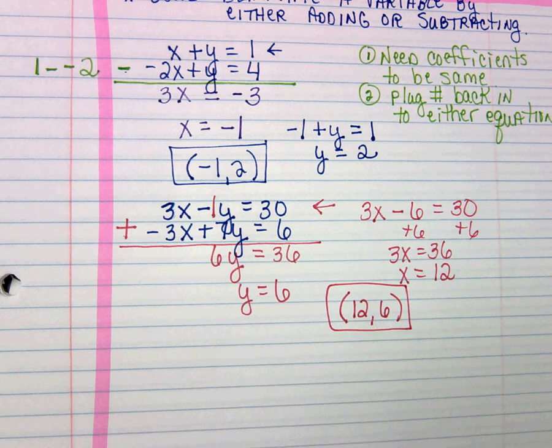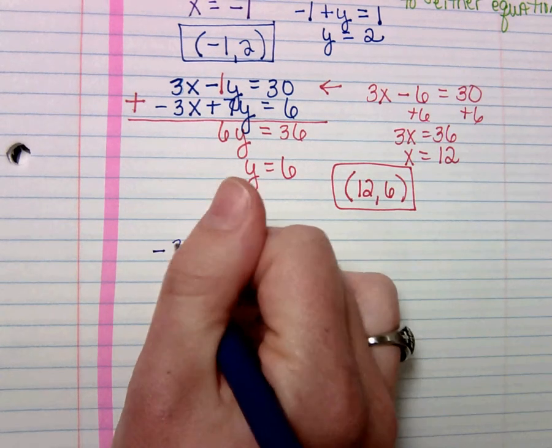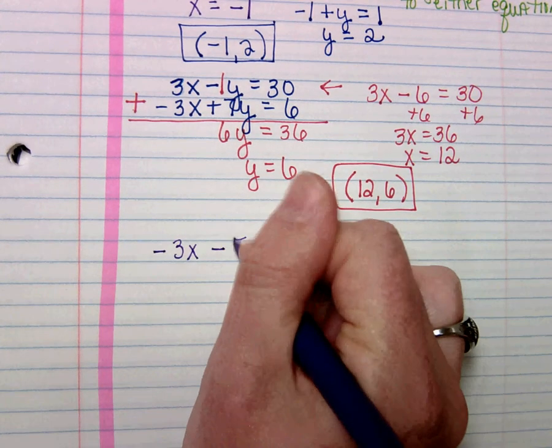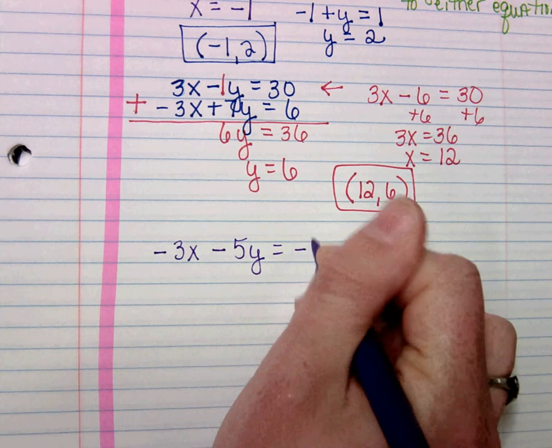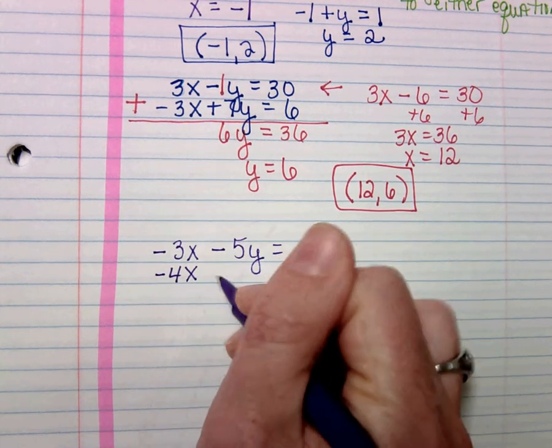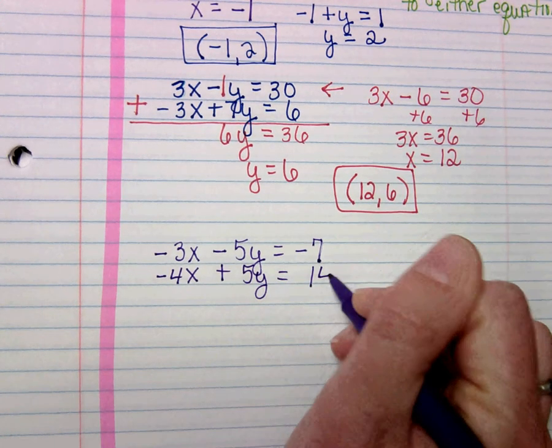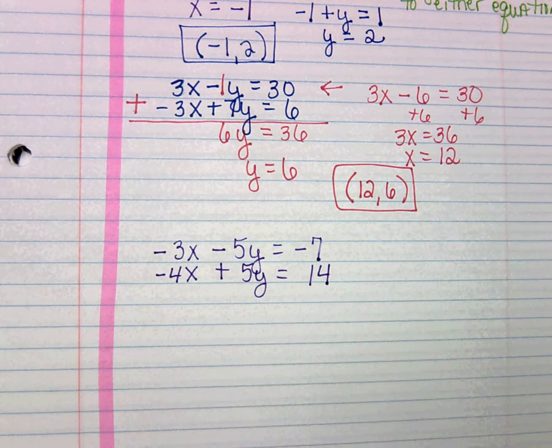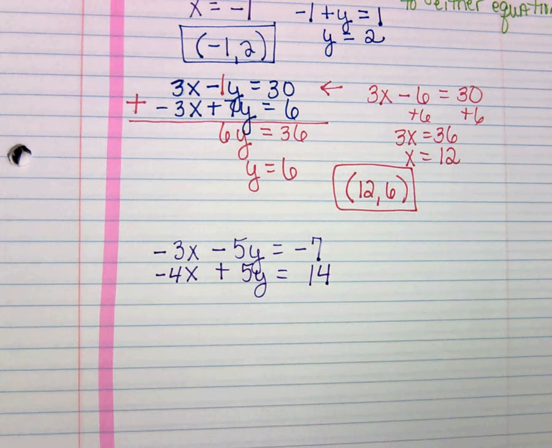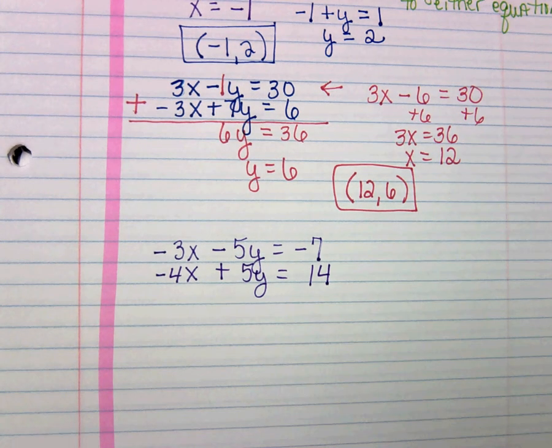Okay, pretty easy. Okay, let's try one more. The next one is negative 3x minus 5y equals negative 7, and negative 4x plus 5y equals 14. Okay, if you're feeling brave, pause the video and see if you can solve this yourself, and then restart it and see if you got the answer correct.